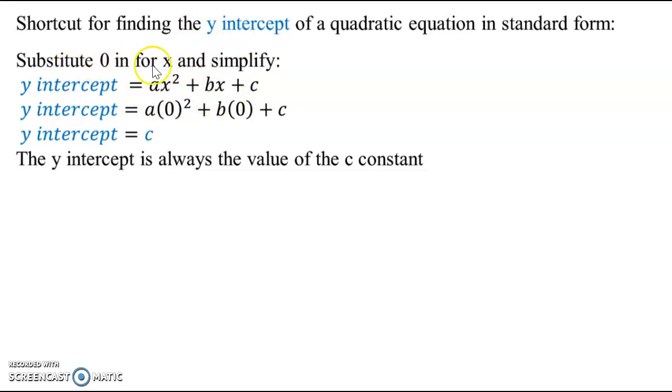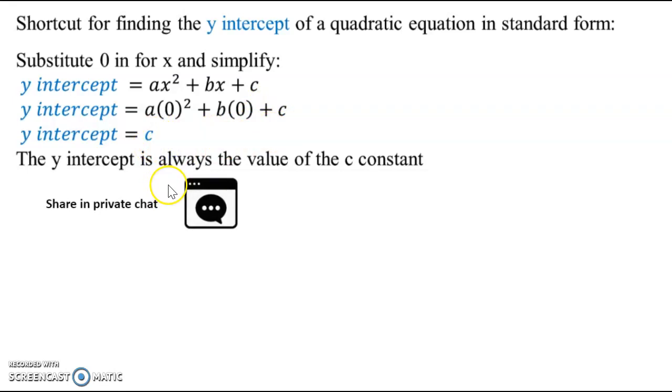If this is in standard form, the easiest way to find the y-intercept is to substitute 0 for x. When we do that, it does not really matter what the number is in front of the x squared or in front of the x term, because anything multiplied by 0 is just going to become 0. So this term becomes 0, b times 0 becomes 0, so you're just left with c, which means the y-intercept is always going to be the value of the c constant, the very last term without any variables attached to it. That's always going to be the case.